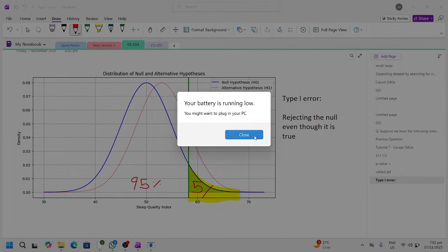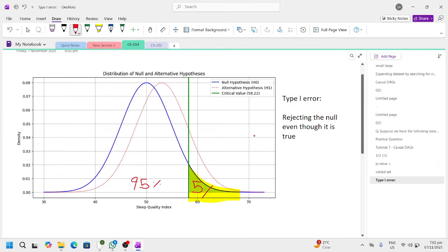So what is the probability of type 1 error? I encourage you to pause and think. The probability of a type 1 error is simply 5%. If the null is true, there is a 5% chance that I will still reject the null hypothesis just because the value of the observed statistic was greater than the critical value. Are there any questions up until this point?